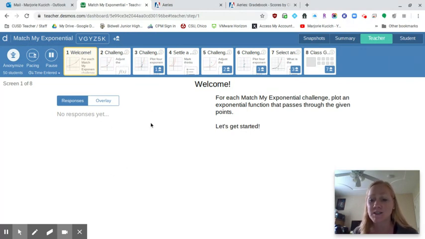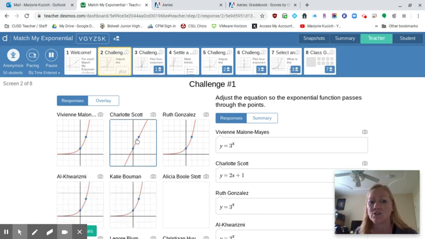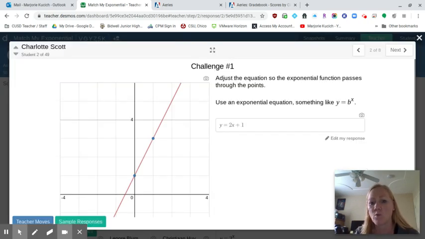Remember, exponential functions are when our variable x is an exponent. Some of the things that came up today on the assignment: some people gave me equations that look like this, y equals 2x plus 1. It is very true that that equation does go through those two points, but the problem with this equation is it's not an exponential function. So this would be an incorrect answer for this problem.